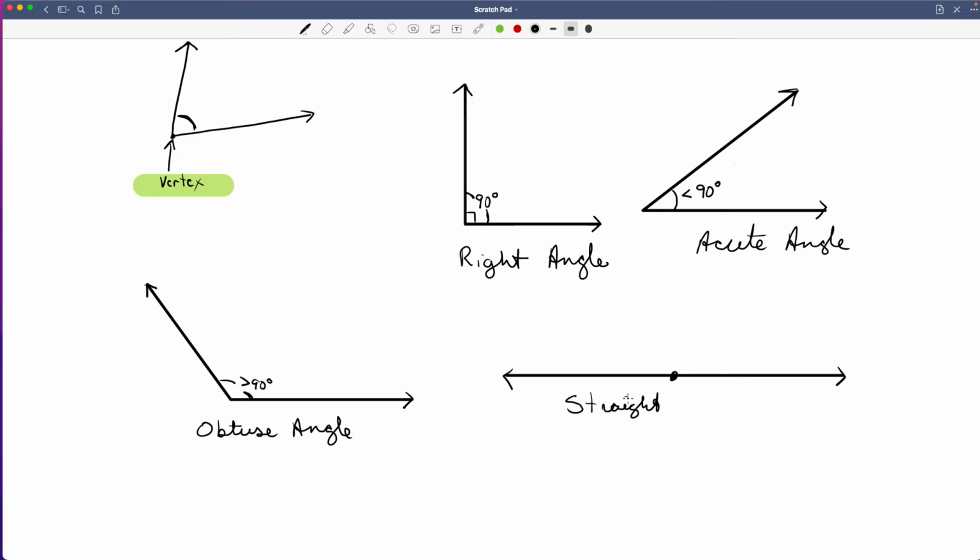So those are the definitions of the 4 different types of angles: right angle, acute angle, obtuse angle, and a straight angle. Those are the 4 definitions that you really need to know about when we really start worrying about angles.